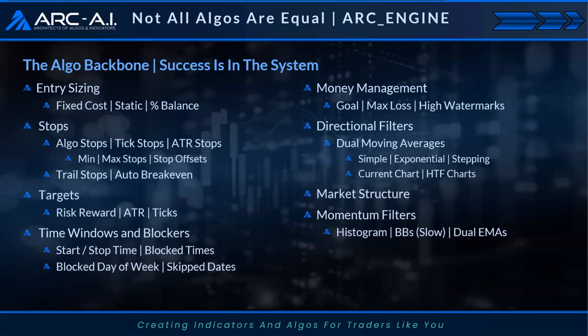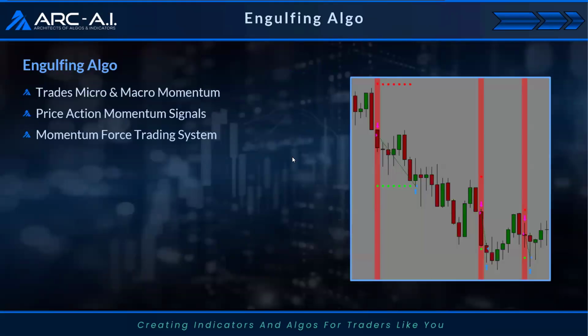There's dual moving average filters. There's stepping moving averages. You can set the averages on higher time frame charts. There's market structure and momentum filters and all sorts of things you can do with these. So sky's the limit in terms of what you can come up with and how you want to trade these. Okay, so let's dive into the engulfing algo.